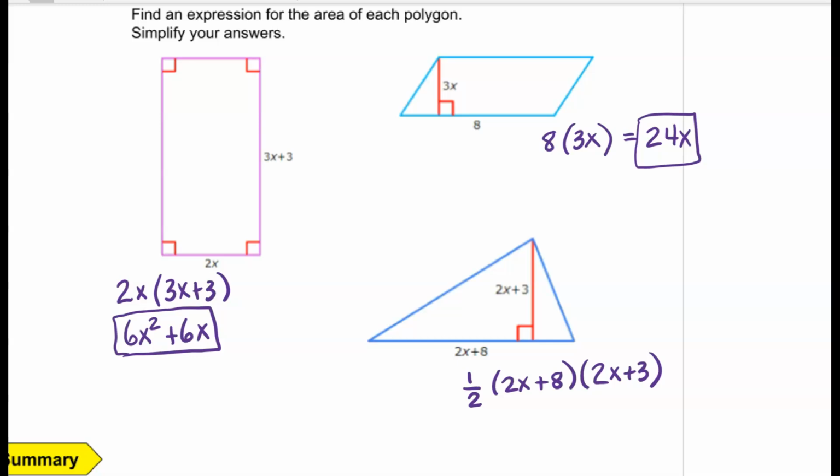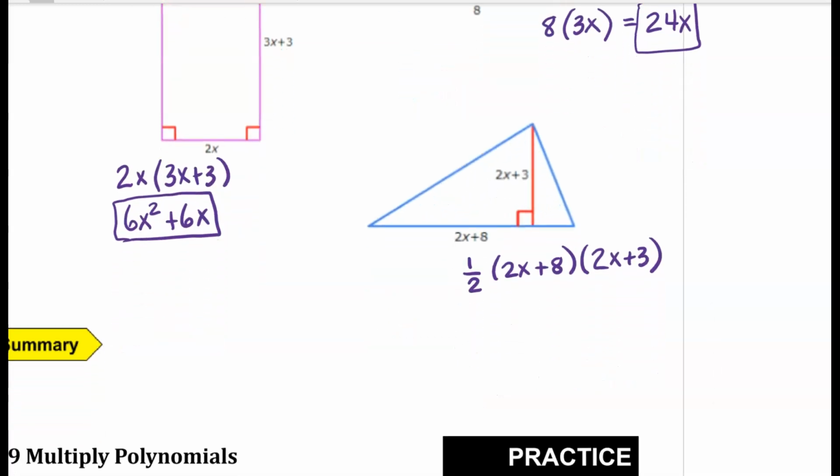Now when we set up the area of the triangle, we have to remember the formula is 1/2 the base times the height. So the number 1/2 is a factor, 2x plus 8 is a factor, and 2x plus 3 is a factor. You can multiply those in any order. I could multiply the two groups together and then multiply that by 1/2. Or I can distribute the 1/2 through one of the groups first and then multiply those two groups together. I'm going to distribute the 1/2 through the first group.